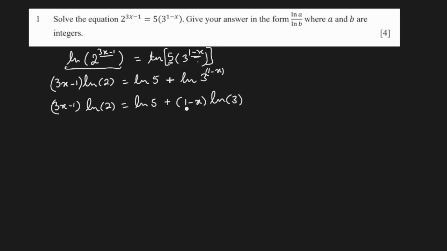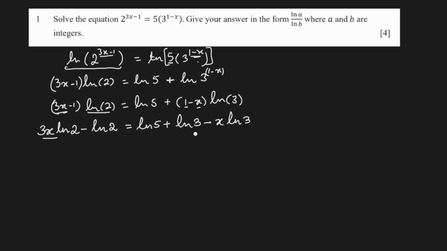What is the purpose? Solve the equation means find the value of x. That means this x here and this x, they have to be combined so that they become 1x. So how can we do that? We will open the brackets. 3x multiplied by ln 2, 3x ln 2. Okay, I'm not writing brackets anymore. Minus 1 times ln 2 equal to ln 5 plus, and this 1 will multiply with ln 3, just ln 3, minus the x will multiply with ln 3, brackets opened.